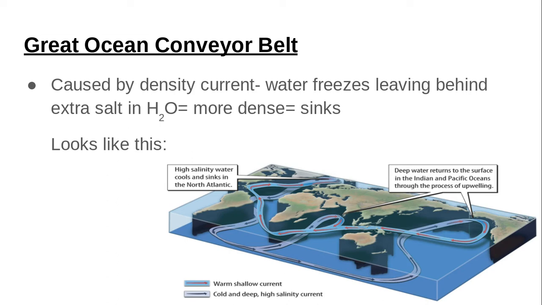The Great Ocean Conveyor Belt is caused by a density current, so that's that second vertical wave. The first one was that upwelling. With a density current, water will freeze, leaving behind extra salt, which causes it to become more dense and sink. And this is what it looks like. It goes through the entire globe and brings warm and cold water throughout the globe.